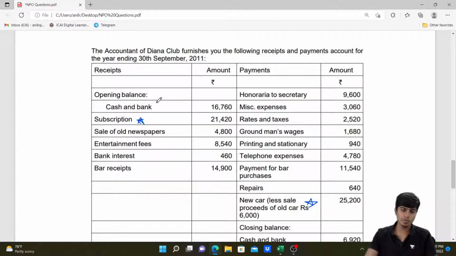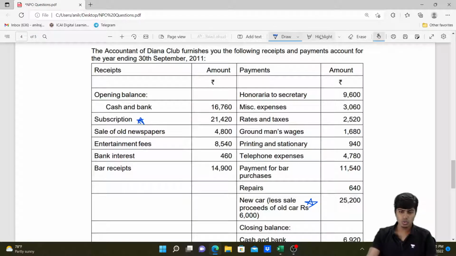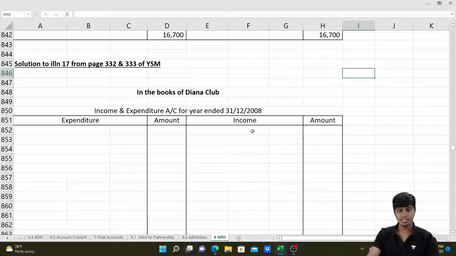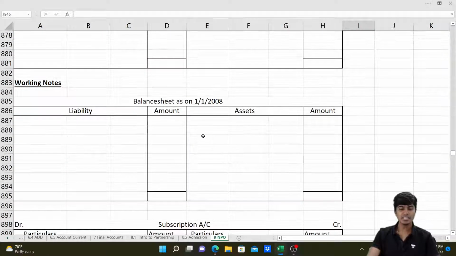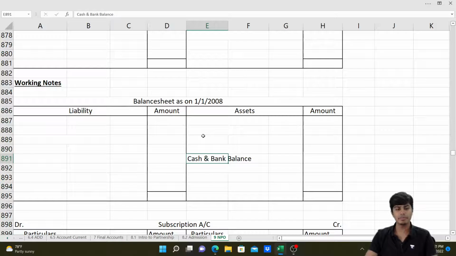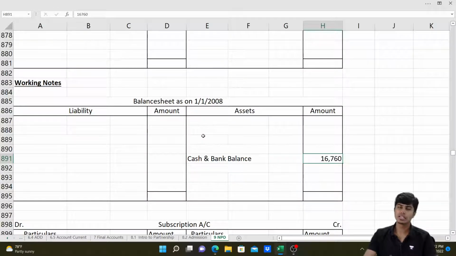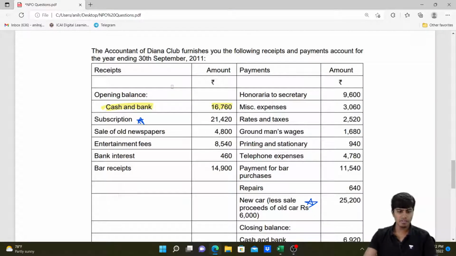First item that we have is opening balance of cash and bank. So the opening balance of cash and bank is 16,760. Let me write it in the opening balance sheet. So this is our income and expenditure account. This is our balance sheet for the current year. This is the balance sheet for the previous period. In this balance sheet, I'll write cash and bank balance, which is 16,760 rupees. Got it? What do we have after that?